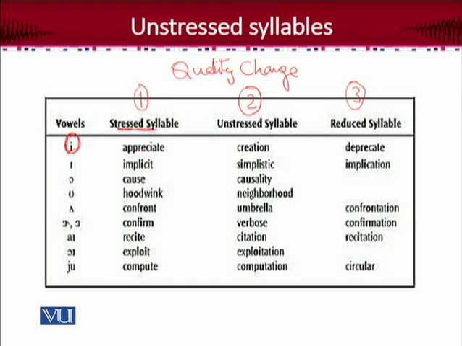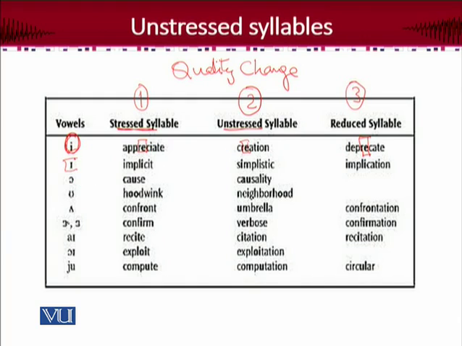So appreciate, it is here, appreciate. Then when the same E sound occurs in an unstressed syllable, although it is the complete form, it is not the prominent one. So it becomes creation. And then when it takes place in a reduced form, it becomes deprecate. So this is E, A, and then A. These are the three possibilities for almost every vowel.